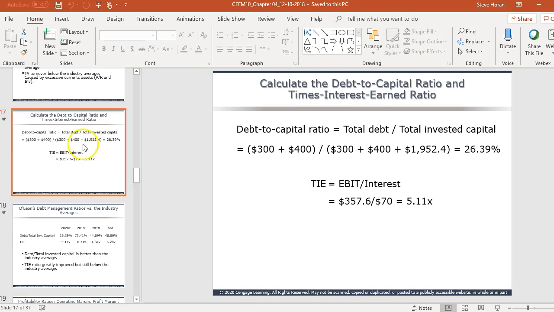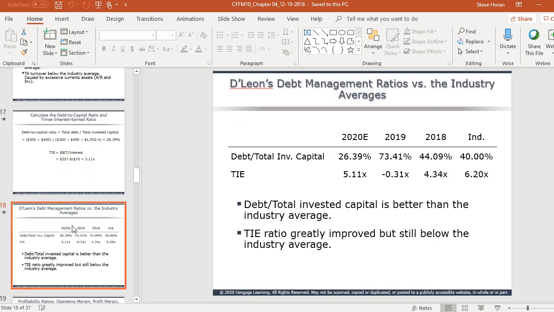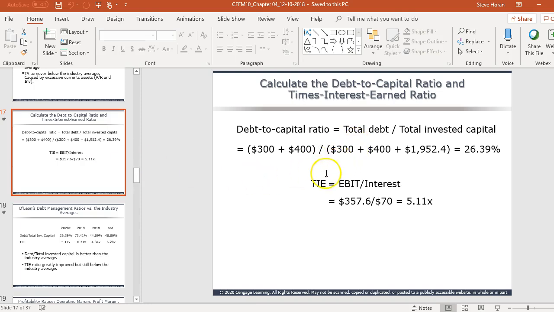But too much debt obviously would not be a good thing, so you've got to be careful about that. And then we have the debt to total invested capital ratios here. You can see for them, in 2018 it was just above industry. In 2019 they had a lot of debt, and remember they paid off quite a bit of debt in 2020. They issued stock and used that cash to buy down some debt, and so that obviously brought this number down in 2020. And TIE, times interest earned, is the TIE ratio.